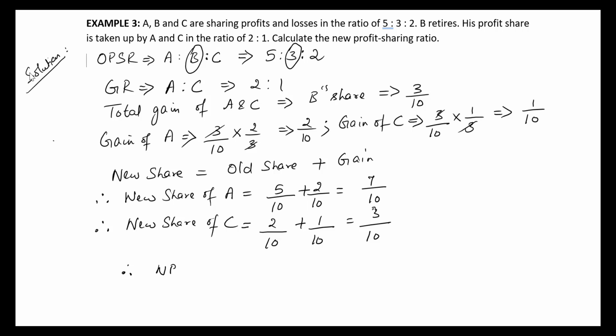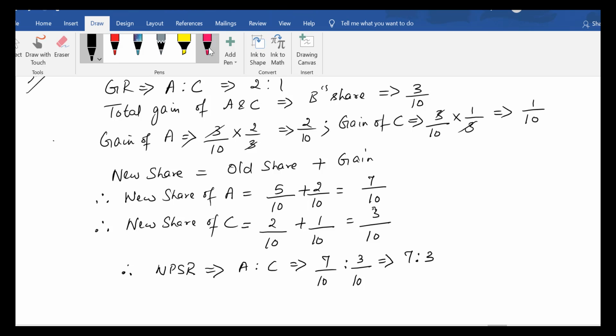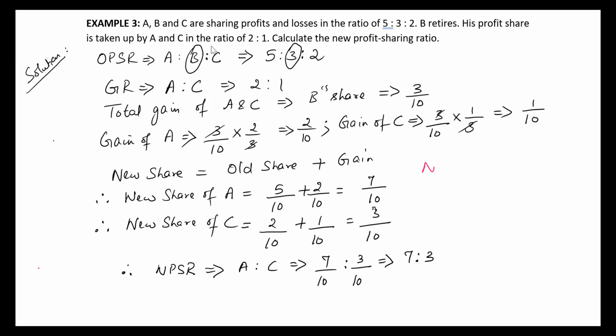Hence, NPSR between A and C is equal to 7 by 10 is to 3 by 10, which can be written as 7:3. Let's summarize this. New profit sharing ratio between A and C is equal to 7:3. The gaining ratio is given in the problem. Between A and C, it is 2:1.